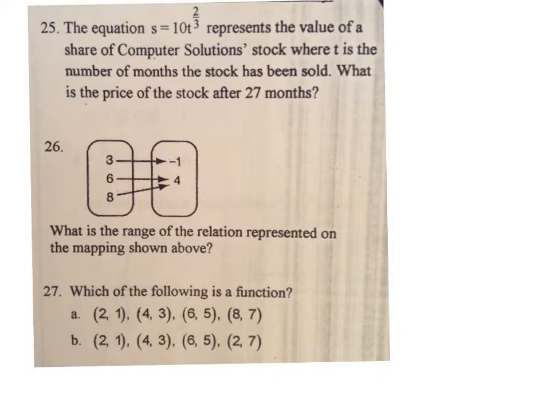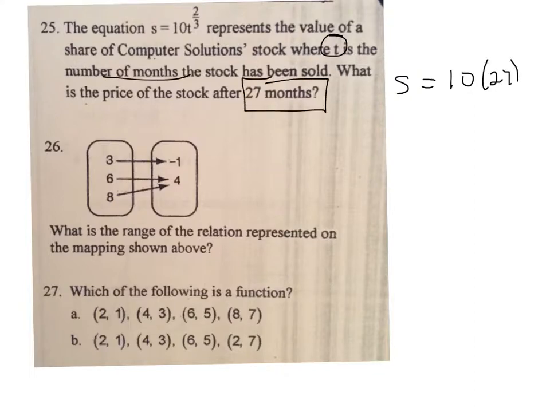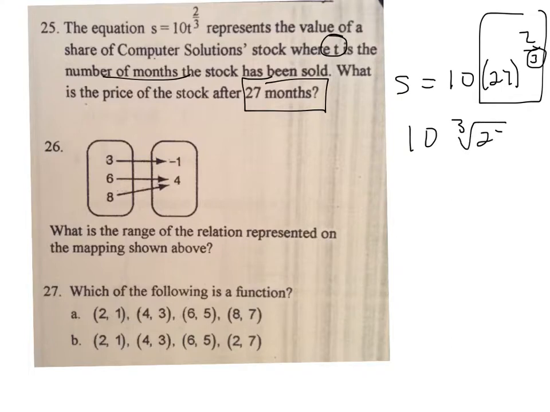Number 25 is just like number 24. What you're going to do is take the formula, S equals 10 times t to the 2/3 power. Now, t represents time in months. So if we're saying 27 months, you're simply going to replace: 27 and then to the 2/3 power. Now, we're going to work on this part right here. So I'm going to write this as 10 times. Now remember, when you have an index of 3, that means the cube root of 27. And then we're going to square it.